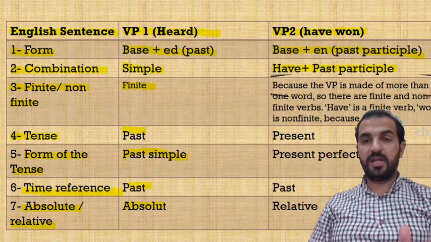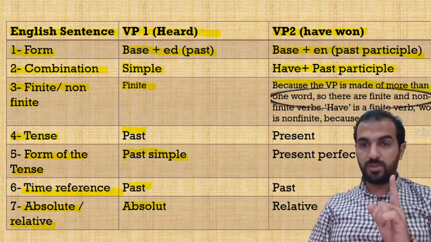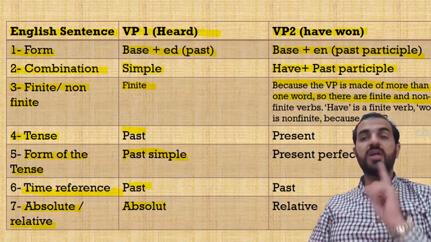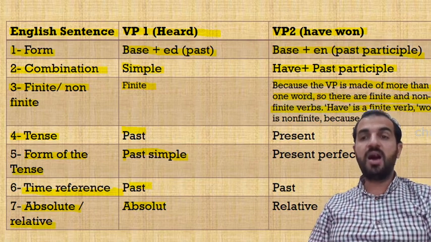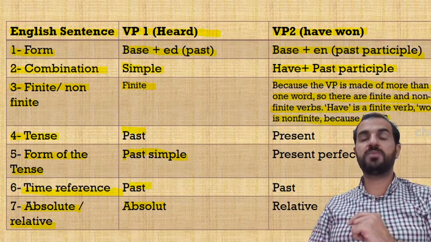Finite and non-finite, I must mention this. Because the VP is made of more than one word, there are finite and non-finite verbs. Have is a finite verb. Won is non-finite. Why? Because it is a past participle.